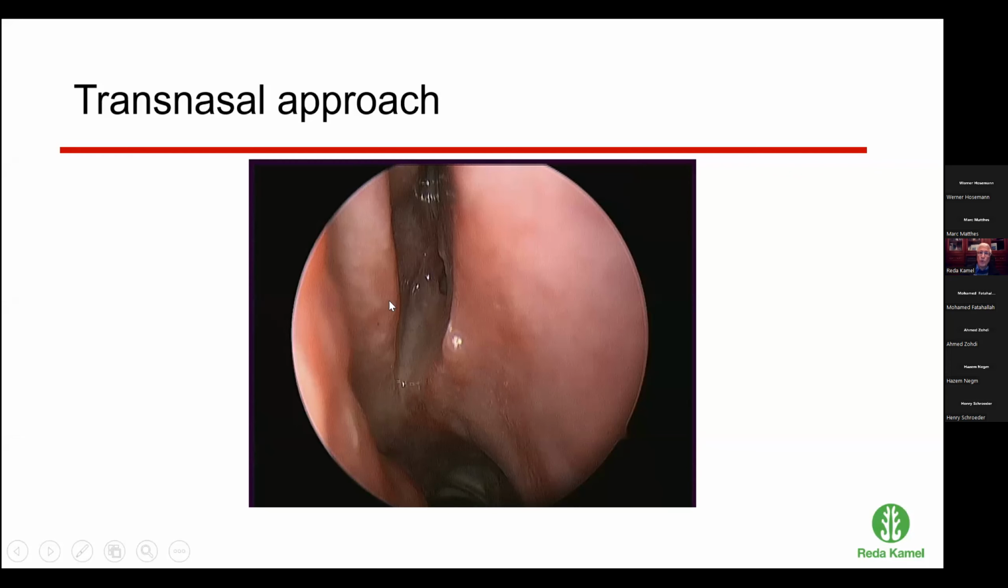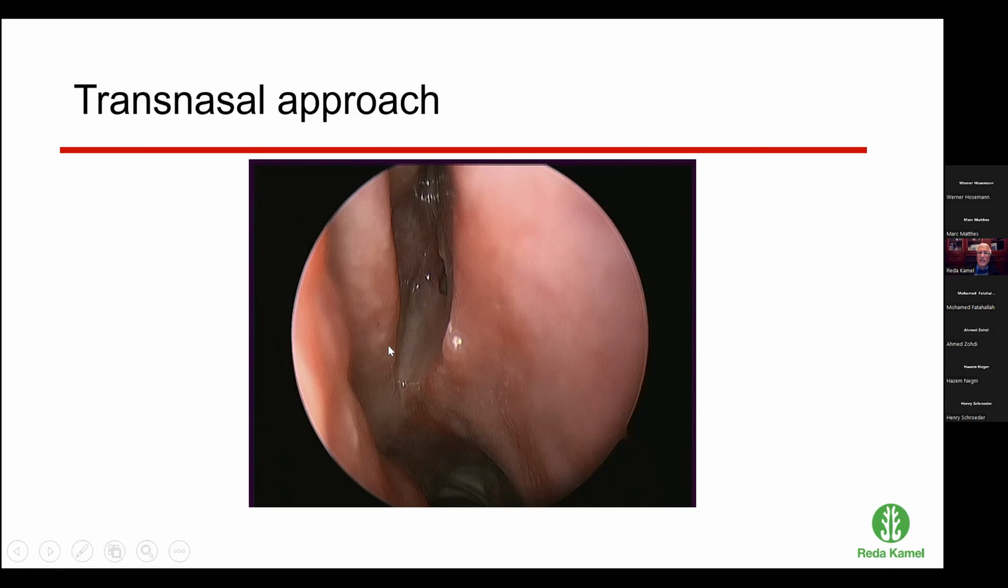So what we usually do is to preserve the integrity of this area. Sometimes you notice some colleagues do this, but it offers you no blood, and you destroyed the posterior septal artery. You killed the possibility of a flap in the future if needed, and you destroy the mucosa. There is no good reason at all.